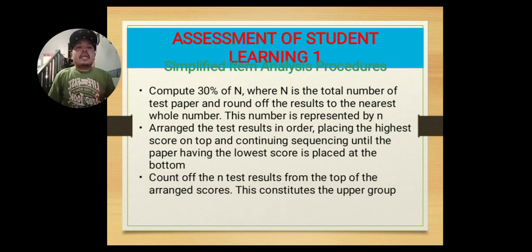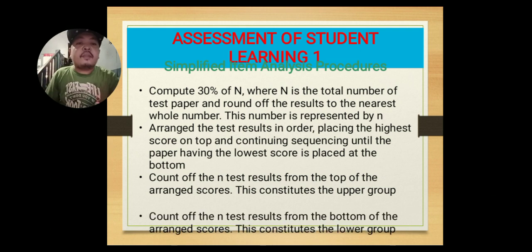And step number 3, count off the n test results from the top of the ranked scores. This constitutes the upper group. So paano ba pipiliin ang upper group? Halimbawa, meron kang 50 students na kumuha ng examination. So that will be 30% of 50. So 30% of 50 is 15. So again, kukuhanin mo yung top 15 na score. You will get the top 15 scores, and that is your upper group. Okay? So top 15, that will be your upper group.